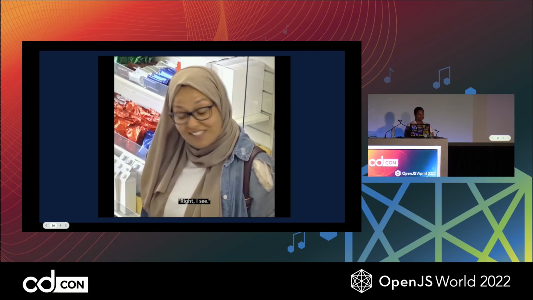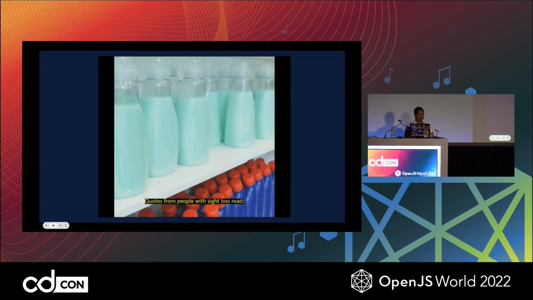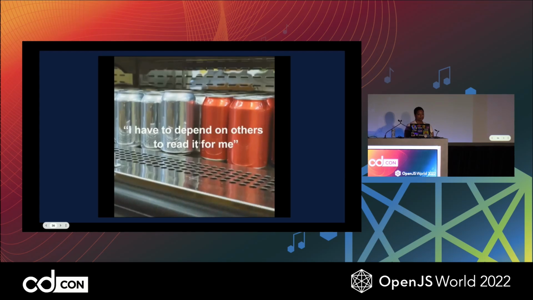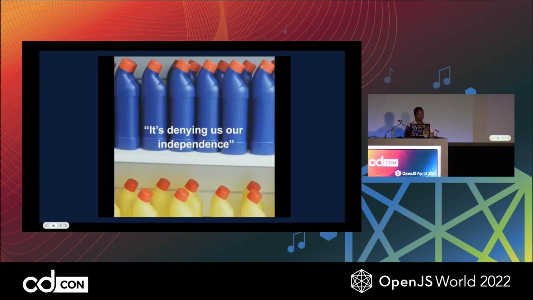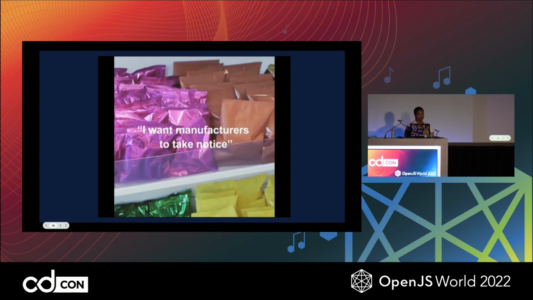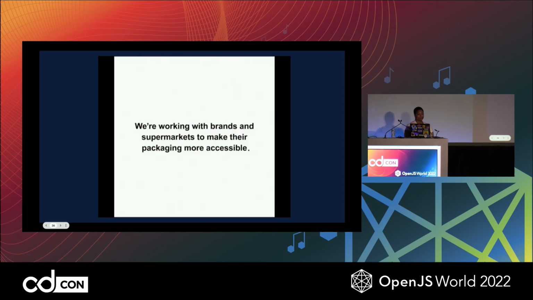Right, I see. Quotes from people with sight loss read, "I have to depend on others to read it for me. It's denying us our independence. I want manufacturers to take notice." A title reads, "We're working with brands and supermarkets to make their packaging more accessible. But there's still more work to do." Find out how you can help at rnib.org.uk. RNIB.